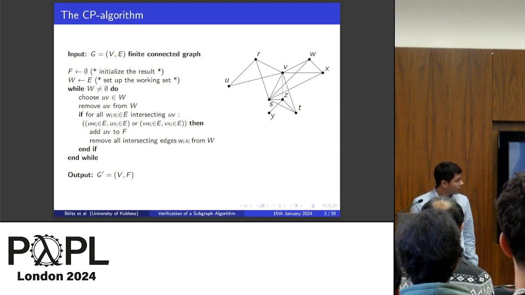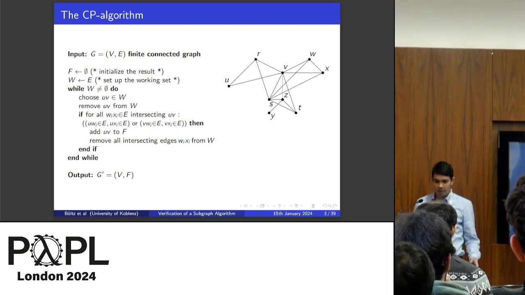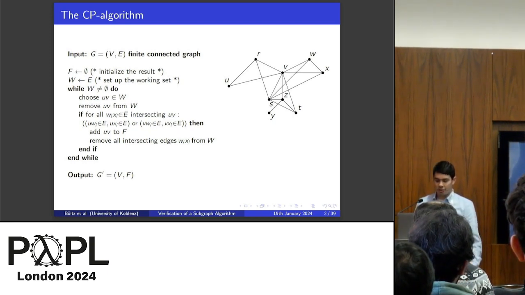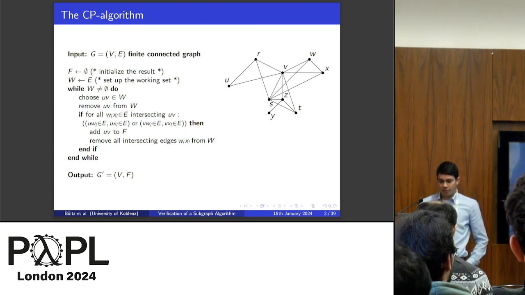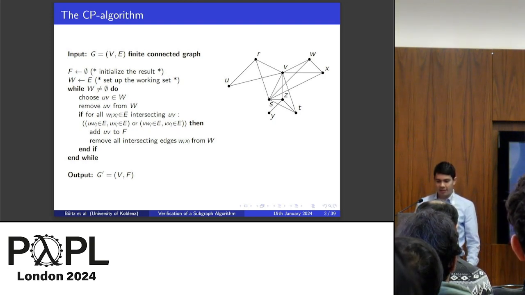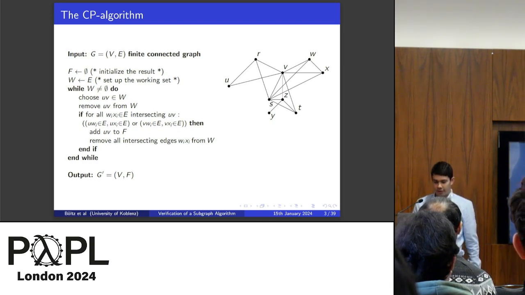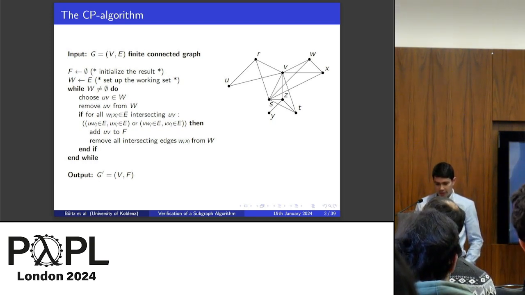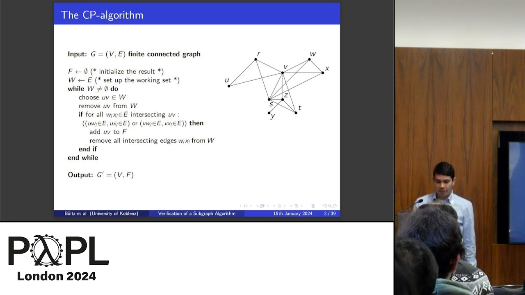Now I'm going to explain the algorithm we analyze in this work. It's called connected planarization, or short CP algorithm. As input, we have a finite connected graph, and we begin with an empty result set and a complete working set, and until we have no edges in the working set, we proceed with this if condition of the algorithm. In the end, we want to obtain a connected graph with the same vertex set but a subset of edges.